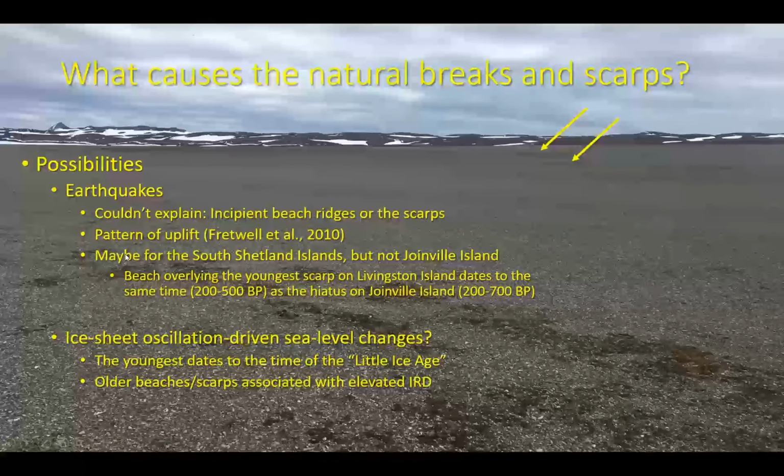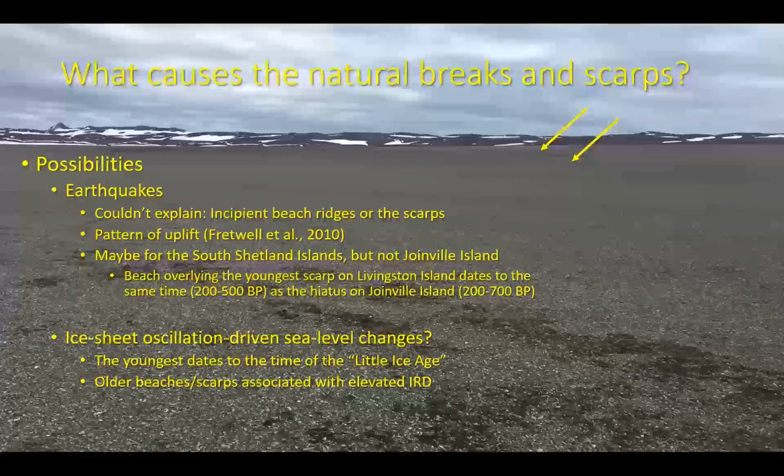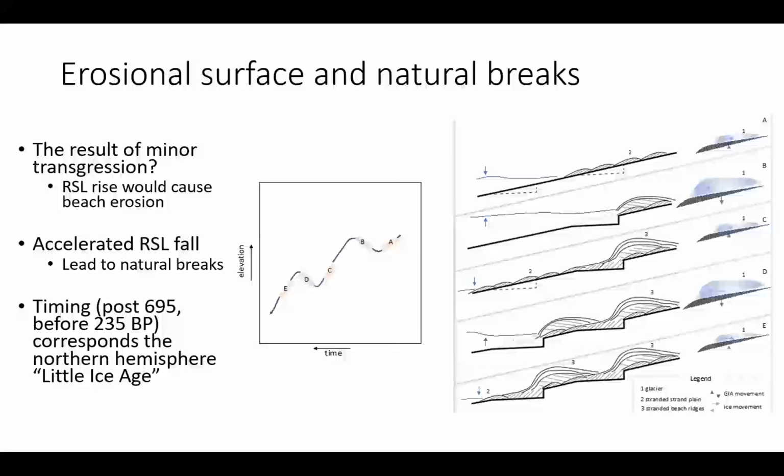The pattern of uplift sort of fits more glacial isostatic adjustment. This might work for the South Shetland Islands, but we see the same pattern on Joinville Island, which is not overlying a subduction zone. So what we suggest is that this morphology, this geometry to the deposits, is caused by oscillations in sea level, which are driven by changes in the ice sheets. And so this is our model over here. This is the ice sheet. This is the stratigraphy that's developed.